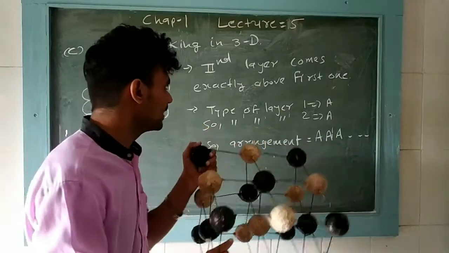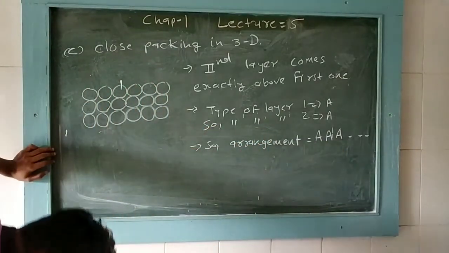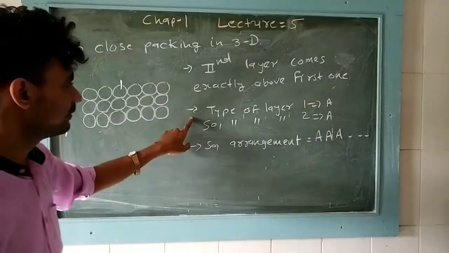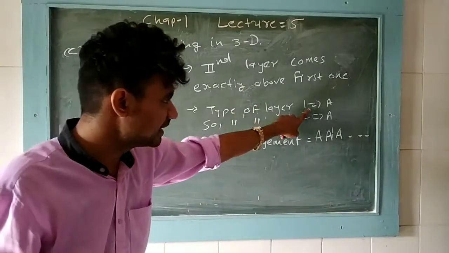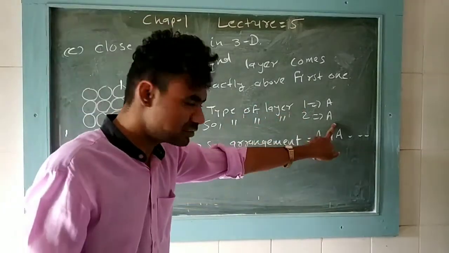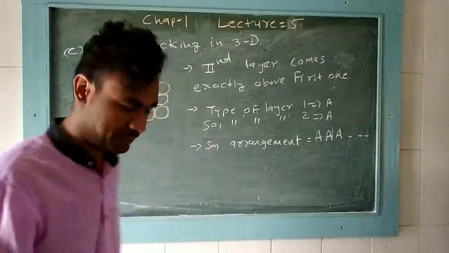That type of arrangement will be there in square close packing in three dimensions. So suppose the first type of layer is A, the second type is exactly the same, so it will also be A. So the arrangement will be AAA and so on.